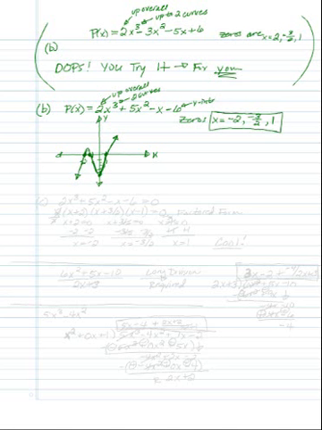Now, the last part of this example, part C, says to solve the polynomial equation equal to 0. So we have this exact same polynomial, and we're being asked to solve it equal to 0.